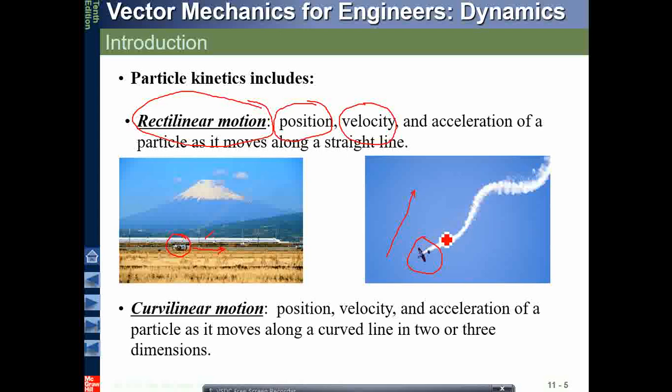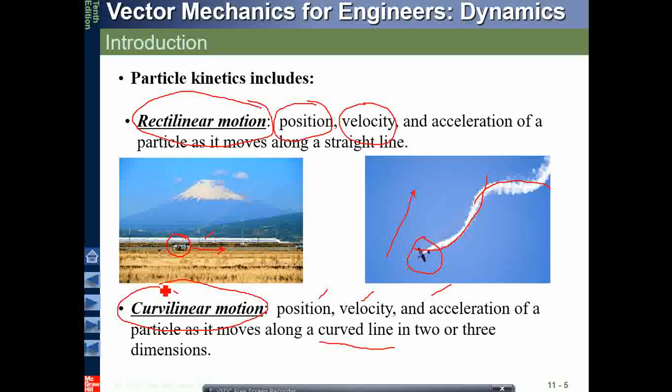Or for example, the motion of a mosquito may be termed as somewhere close to a curvilinear motion. That also involves the position, velocity and acceleration of the body, or of the mosquito. And this mainly involves when it is moving along a curved line. So this is some kind of a curvature. When such examples are there, we need to apply the rules of the curvilinear motion of the body.